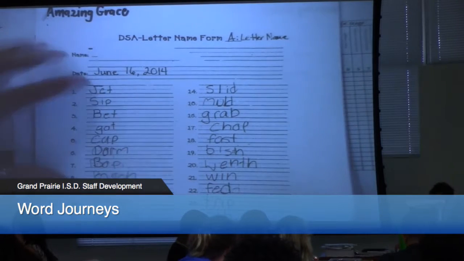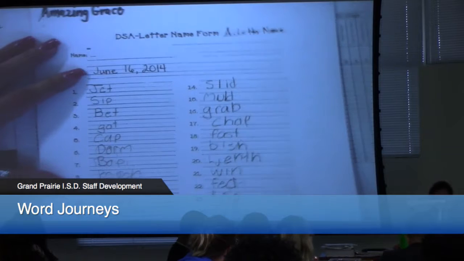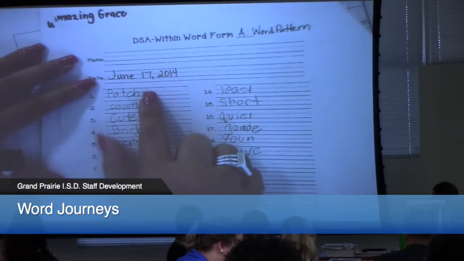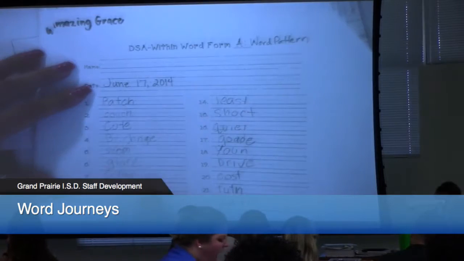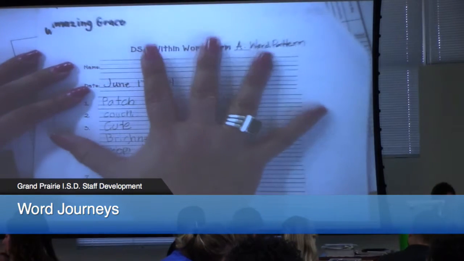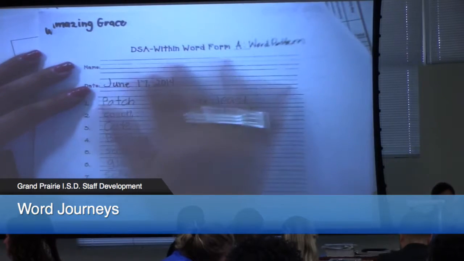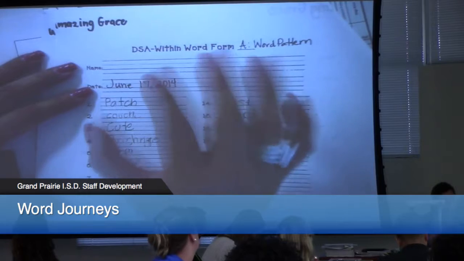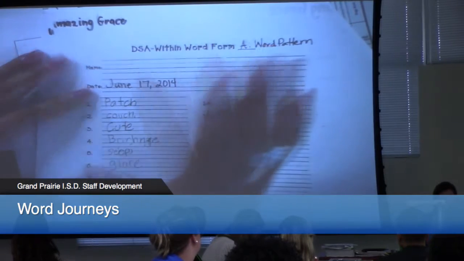So you can see that she administered letter name on June 16th. And then I said, can you do me a favor on the following day? So on the back of that paper, you're going to see June 17th, and you're going to see within Word. I created this paper with my students. I like the lined aspect of it, but there's a lot of pieces that I wish I would have had on her paper. But I'm glad to know that we're kind of heading in the same direction.